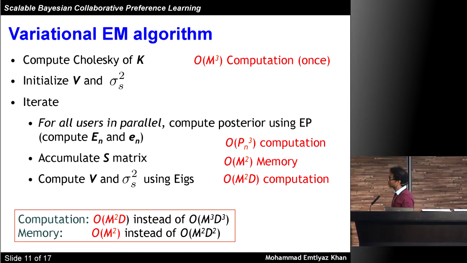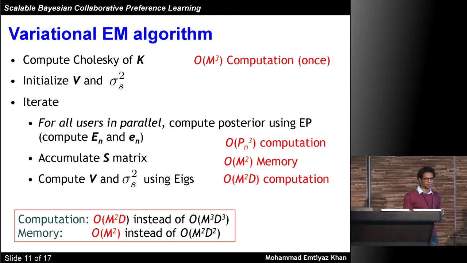So basically, the computation cost is the most here, m squared d, and the memory cost is to accumulate this matrix, which is m squared. As compared to the naive method, we have lower cost, and everything is in closed form, so it might be useful for some application.